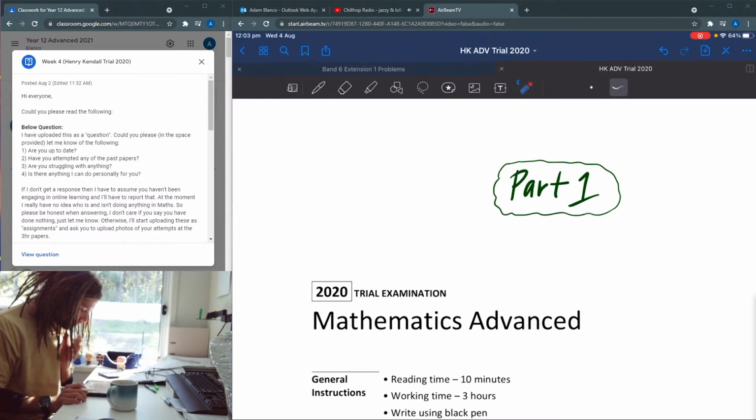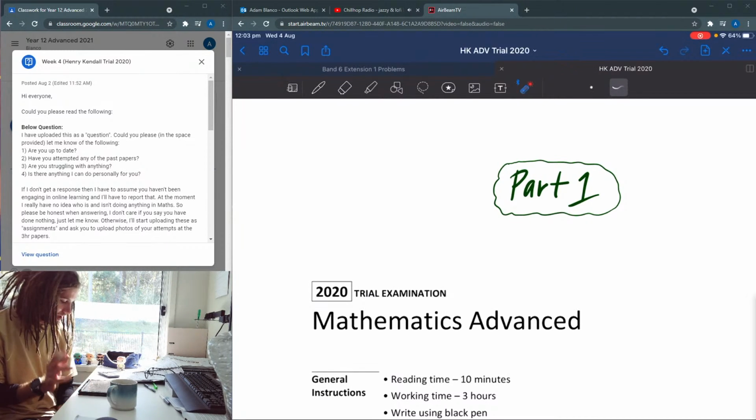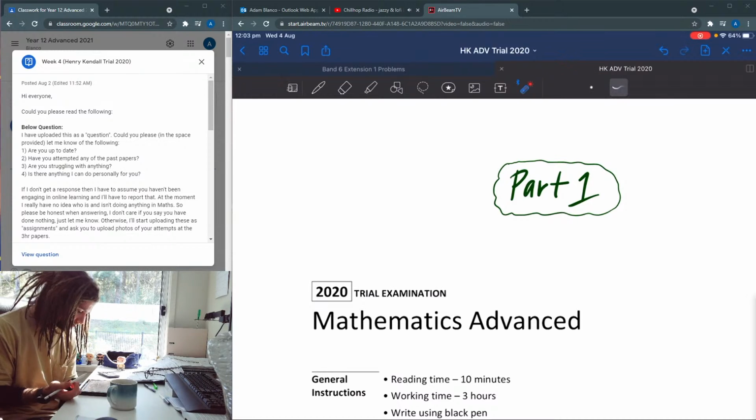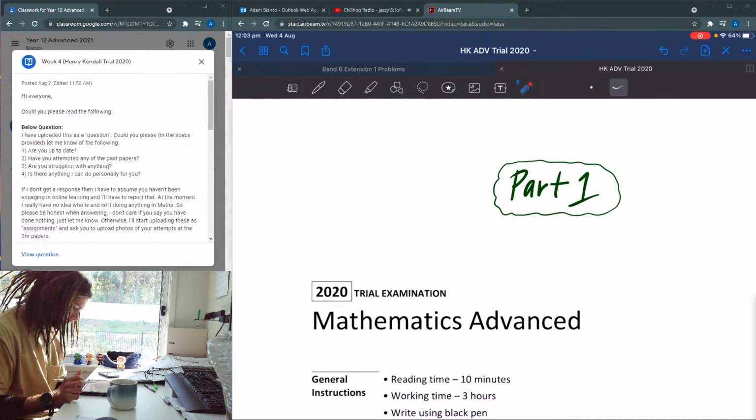Alright, so I'm going to go through the first third, so it should take me around about 40 minutes. It should be the easier part. Now this is the trial from last year, so I think it'd be kind of interesting to go through it, and yeah, have a go.